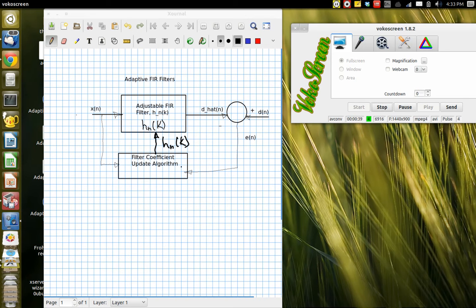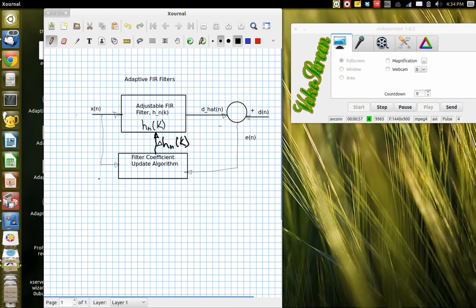E of n is the error which we feed into a filter coefficient update algorithm, along with the input x of n. The output of that is delta h sub n of k here.